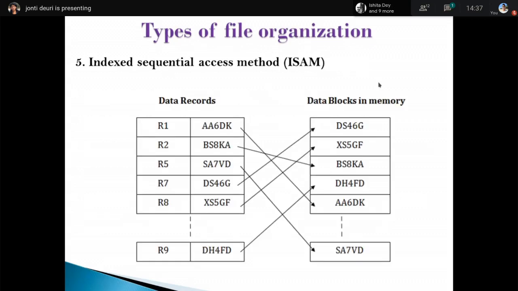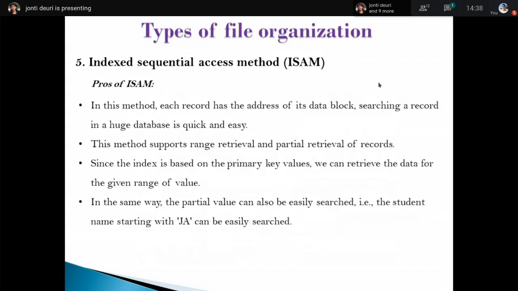So here, say you have the data records, and these are your index. So for record one, this one, and your memory data block is here. So you can directly find out the index is this one, and your data is there like this. So where this is, you just have to find out and take your record from there, right?